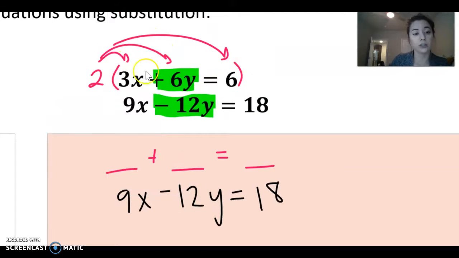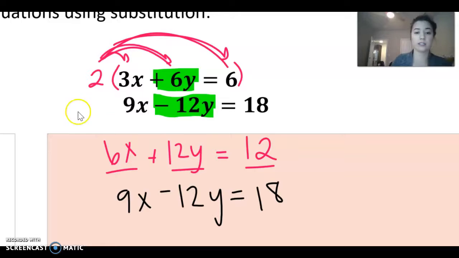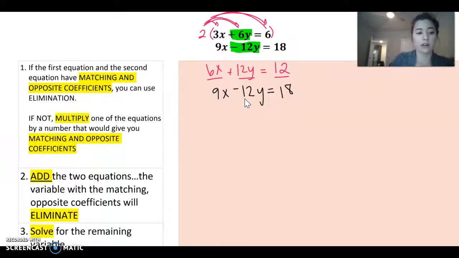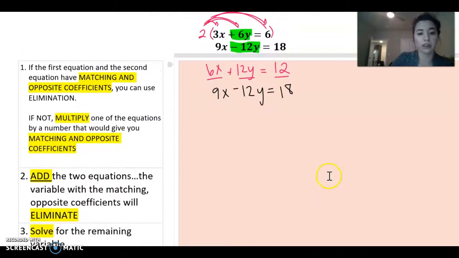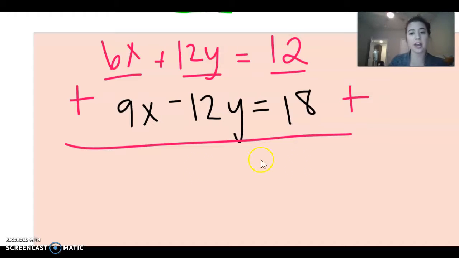Okay, so 2 times 3x is 6x, 2 times 6y is 12y, and then 2 times 6 is 12. Okay, so we have now created our new system. So now you want to add the two equations together to get the one equation. So go ahead and take a minute now and add these two equations together. Again, pause me to do that and then come back when you're done.